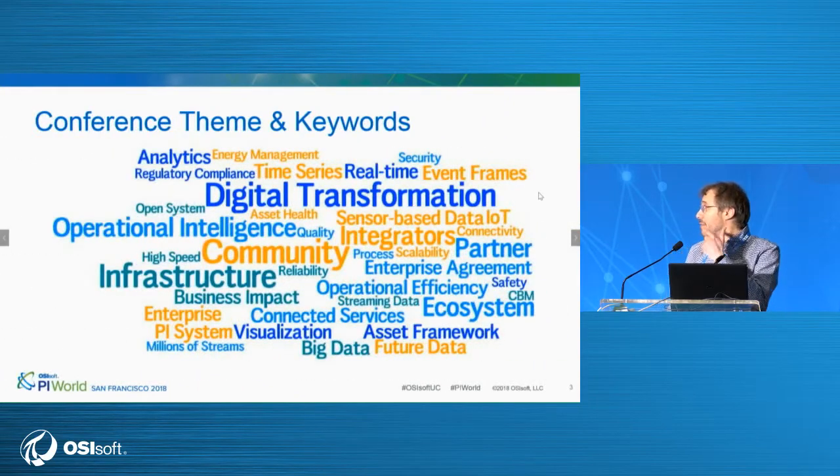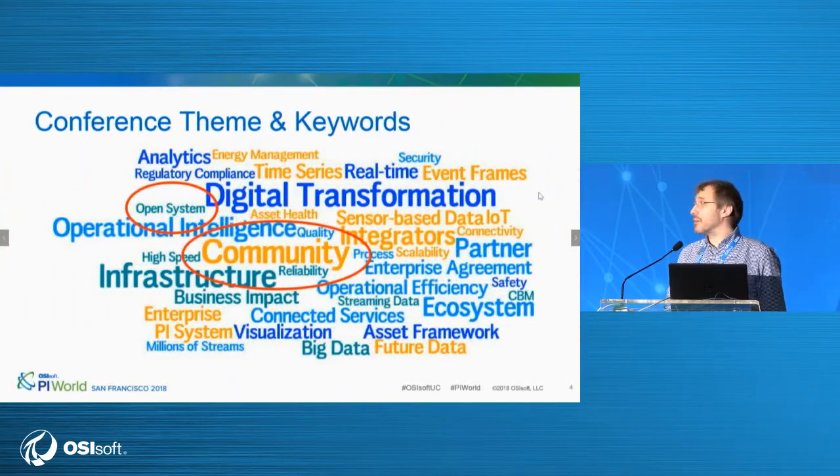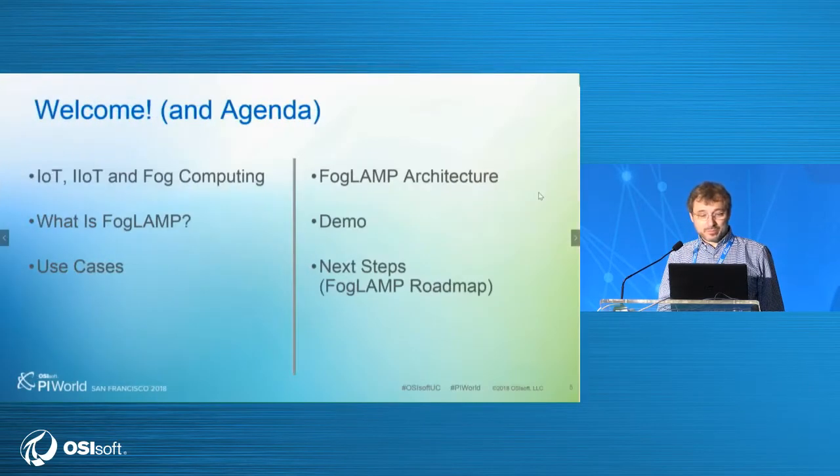So you have probably already seen this slide in other presentations, and they're all wonderful keywords. I want to highlight two of them that I think are really important for us: open systems and community. And I'm going to explain in the first introductory slides what that means for us and why we believe it's so important for IoT and IIoT.